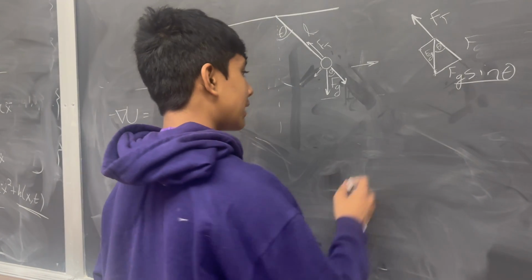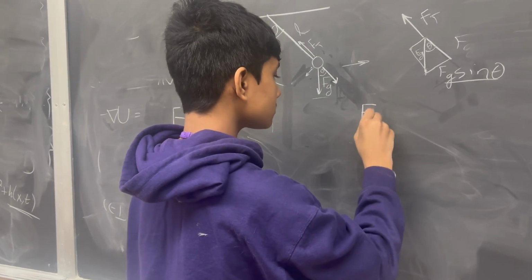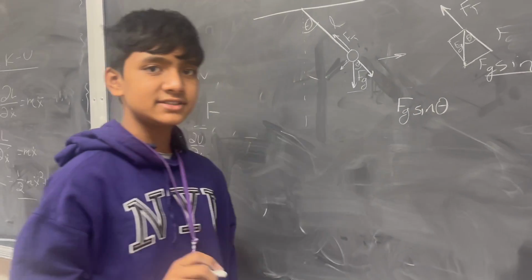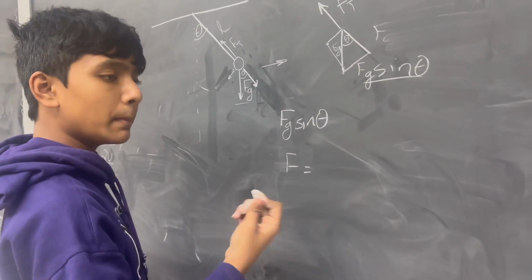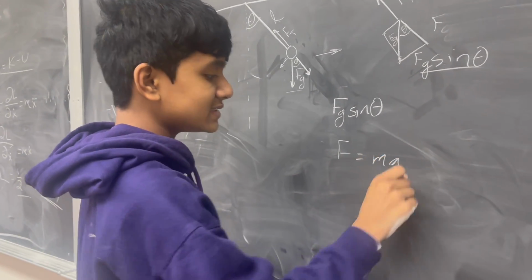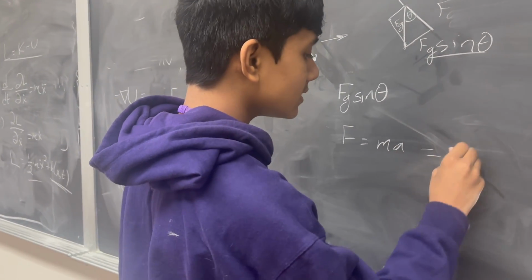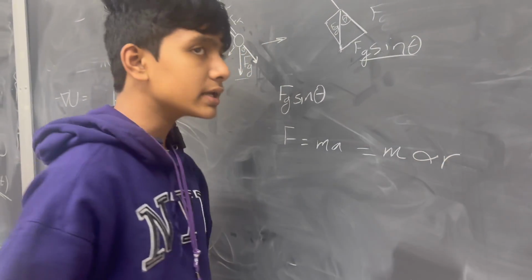Now, by how much is it affecting our little pendulum right here? Well, we'll have to figure it out this way. So the force acting on it is Fg sine theta, right? And what is force equal to? Mass times tangential acceleration. But what is tangential acceleration if not angular acceleration multiplied by r?